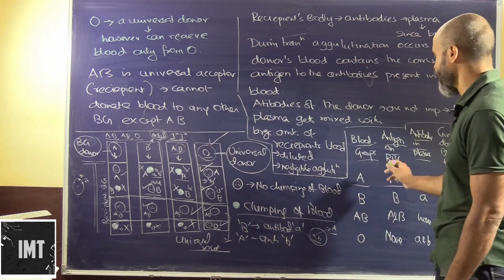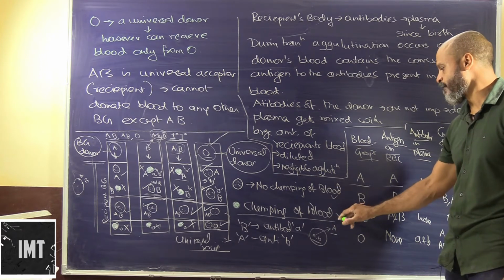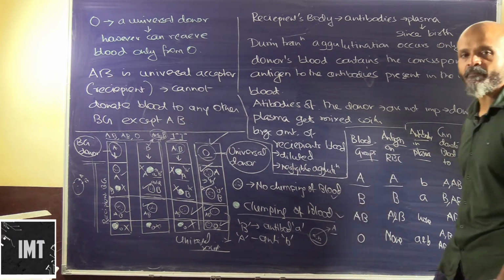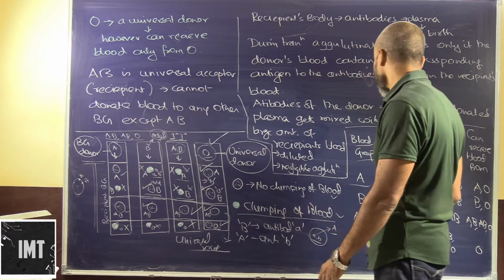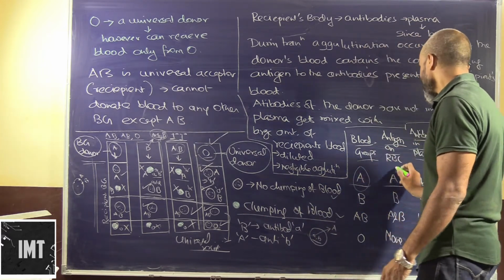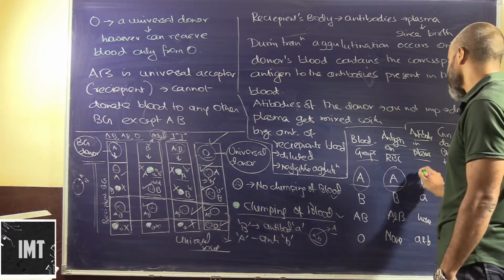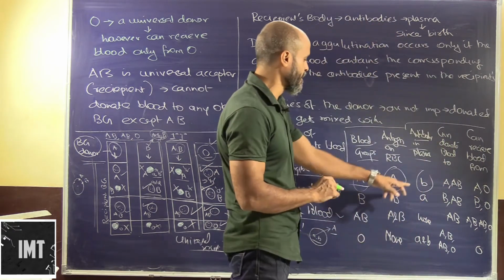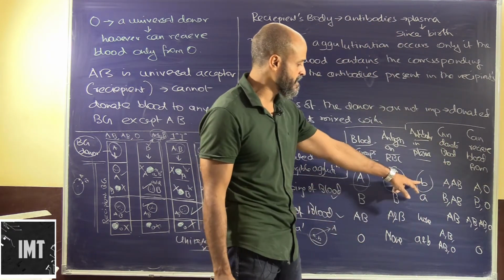Okay, so we have seen the only challenge here is clumping of blood. Clumping of blood, if it happens, can really prove fatal. Okay, now in blood group A, we have the antigen present on RBC as A, and the antibody present in the plasma will be B.